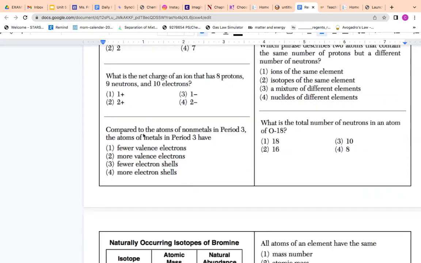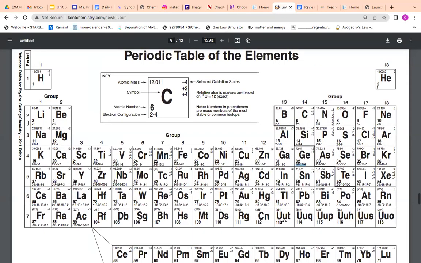Okay. Compared to the atoms of nonmetals in period 3, the atoms of metals in period 3 have, well, okay, if we're in a period, first off, those are the things that are going across, like this. Period 4, period 5, period 2, whatever. Now, again, if you were in the same period, all of the elements there have the same number of shells. So if you look, for example, in period 2, right? Lithium, beryllium, boron, carbon, so on and so forth, all their configurations only have 2 energy levels or 2 rings.